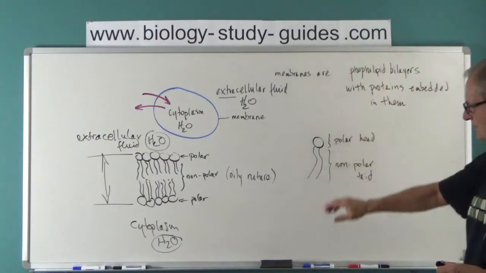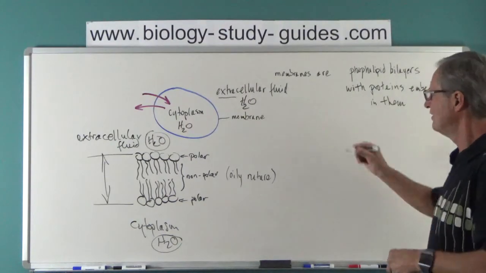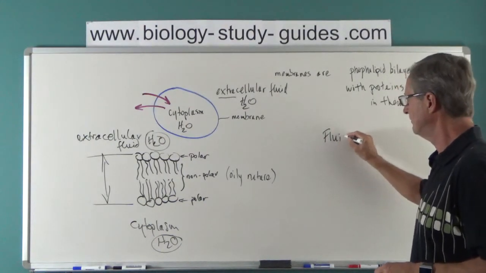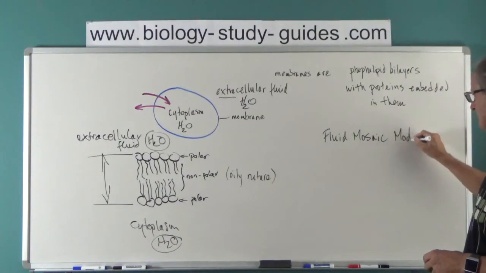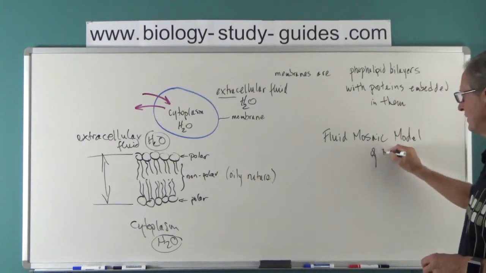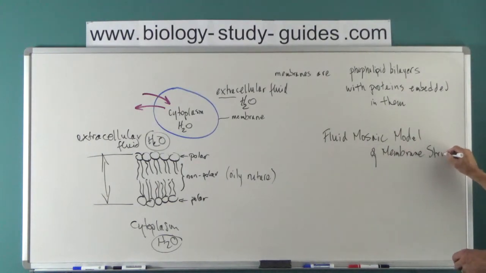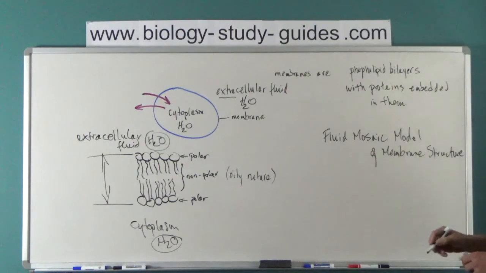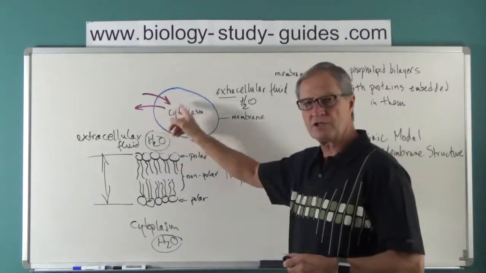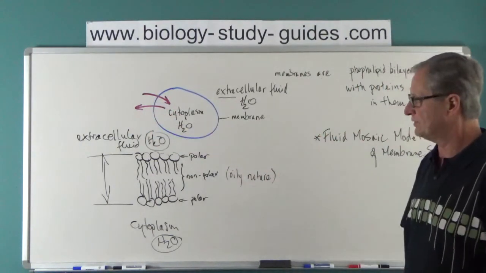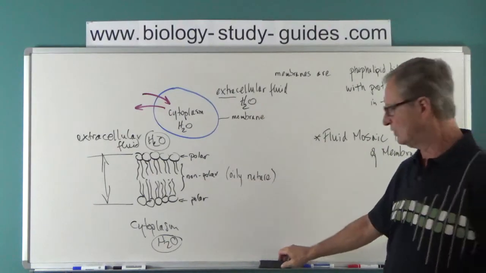This description is called the fluid mosaic model of membrane structure. Very important because it allows us to explain this type of function of membranes. So let me get rid of this. I'll show you what this fluid mosaic model can actually look like.